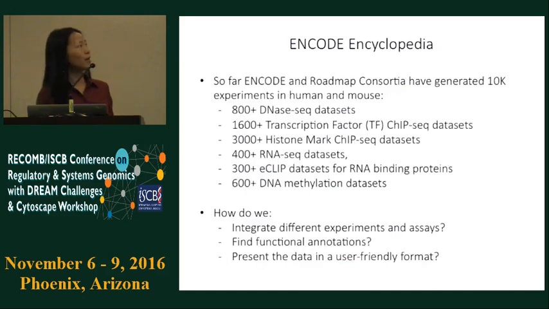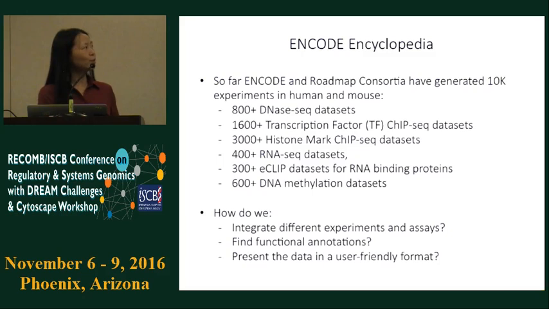So if we talk about the ENCODE Encyclopedia, the question is how do we go from these tens of thousands of genome-wide data sets, including ENCODE and the Roadmap consortia, to integrate the different experiments and assays and find functional annotations, and how do we present these functional annotations in a user-friendly format so that we can help the community in doing their research, their clinical work, and so on.